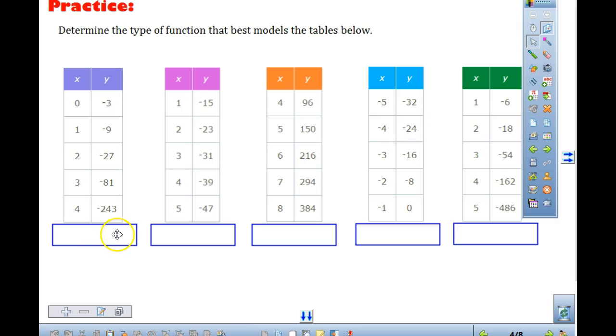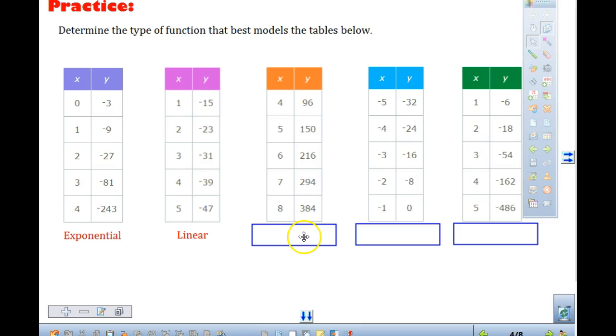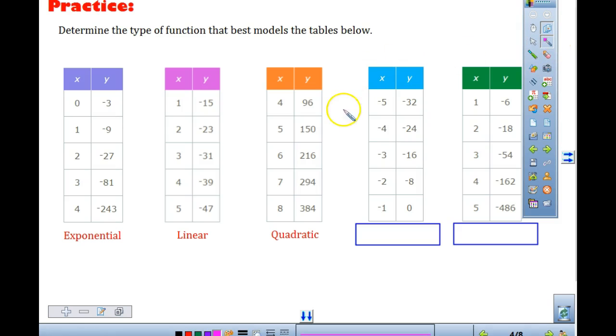Maria, what do you guys have for the first one? Exponential. Definitely a multiplying by. What does it look like we're multiplying by? 3, right? Okay, next one, what did you have, Tanya? Should have linear. If I look at that next one, should be quadratic. What did you guys have for the first difference? 96 to 150. Someone want to tell me what I added there?